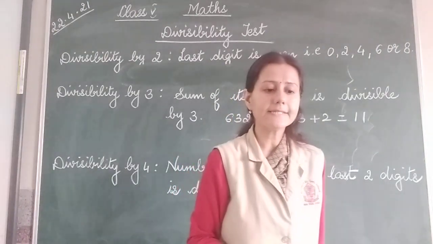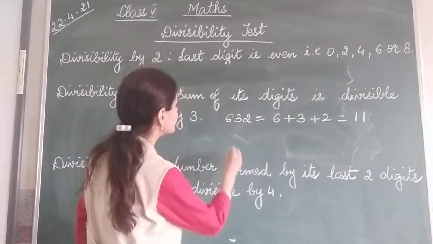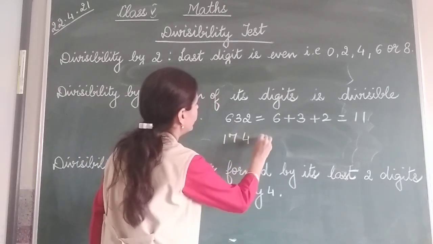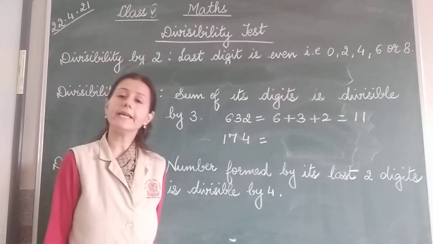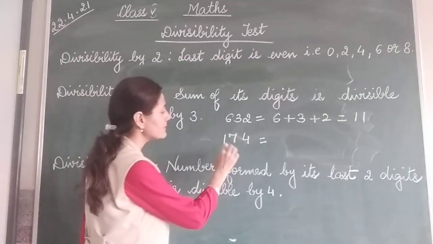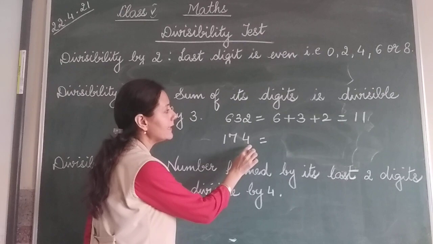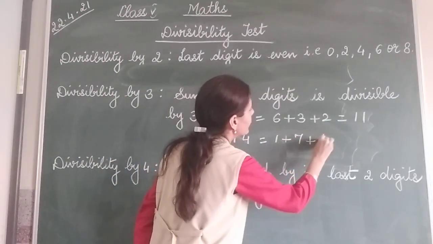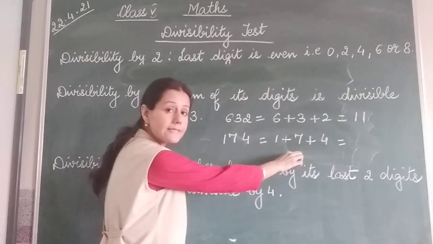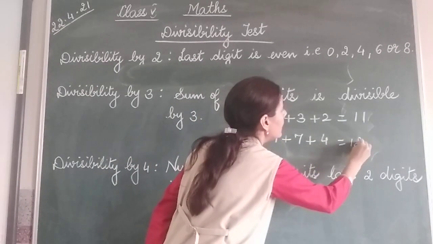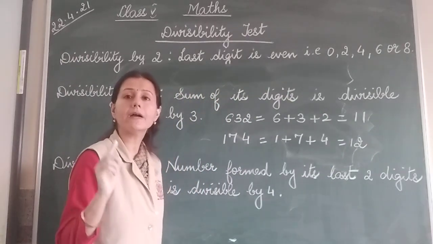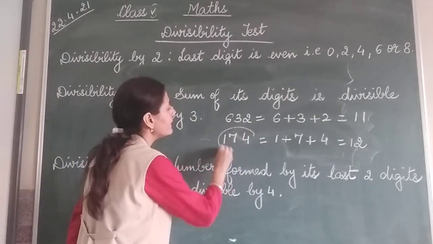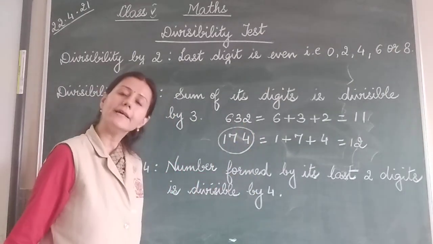Got it? Now let us take another example. Suppose let us take the number 174. Find out the sum of the digits, beta. What are the digits? 1, 7 and 4. Let us find out the sum of the digits 1, 7 and 4. 1 plus 7 is 8. 8 plus 4 is 12. Now the sum of digits is coming out to be 12. 12 is divisible by 3. So 174 will be divisible by 3.